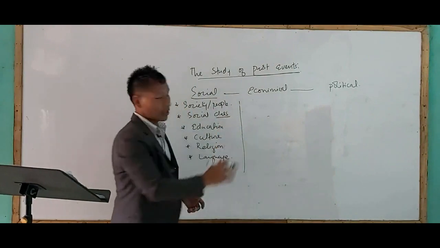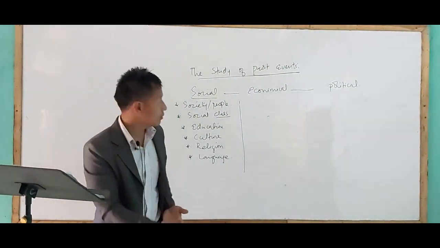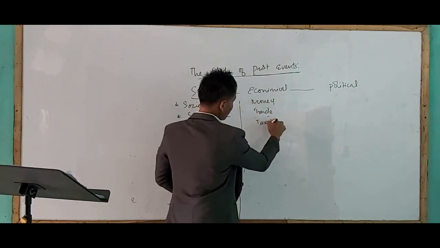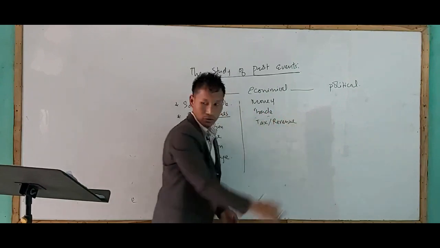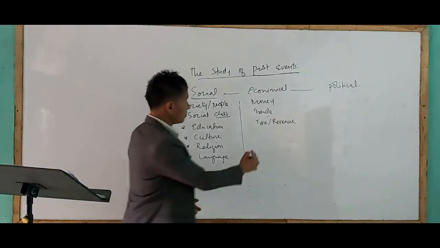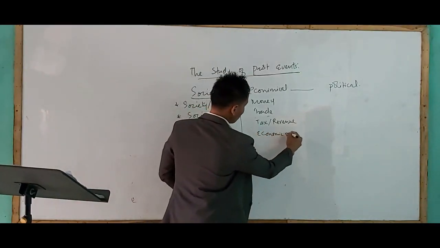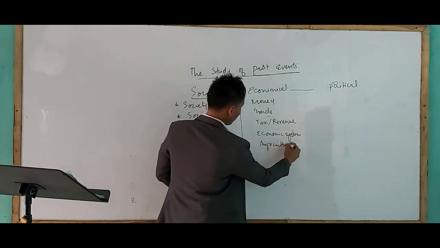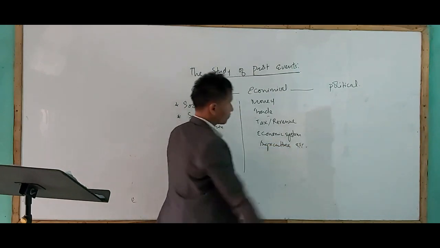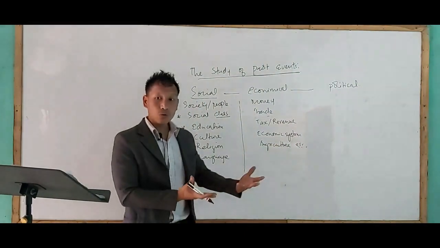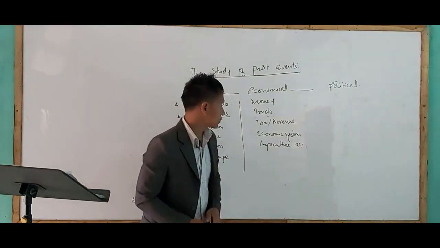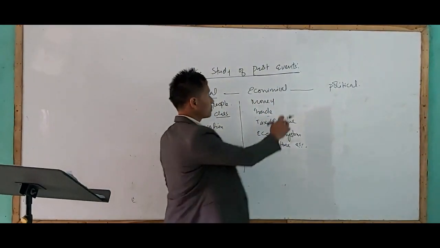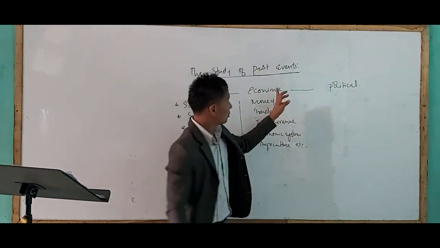And moving on to the economical. When we say economic, we talk about money, trade, tax, revenue, or the economic system, like agriculture, etc. So if we are talking about how the trade relationship was during the Indus Valley Civilization, or how taxes were imposed, we are talking about the economic activities.